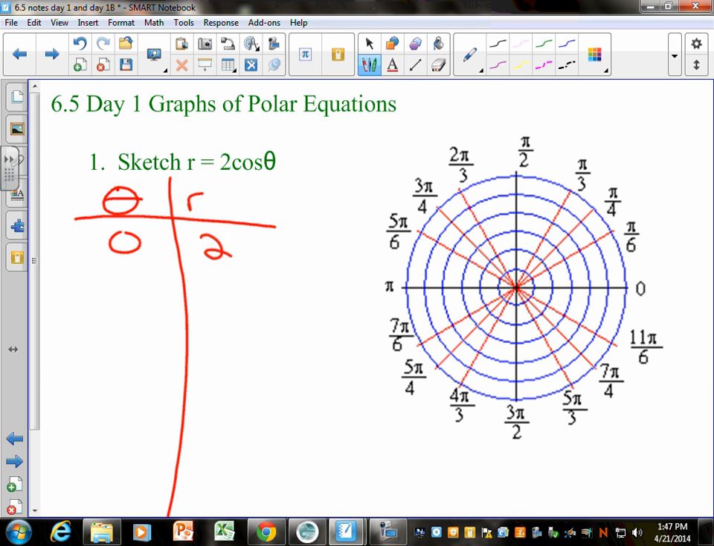I think we should pick in between there. So I don't know if you want to pick all of these. Pi 6, pi 4, pi 3rds. Pick them all? Let's pick them all. We got nothing better to do with our time. What is the cosine of pi 6? Square root 3 over 2 times 2.